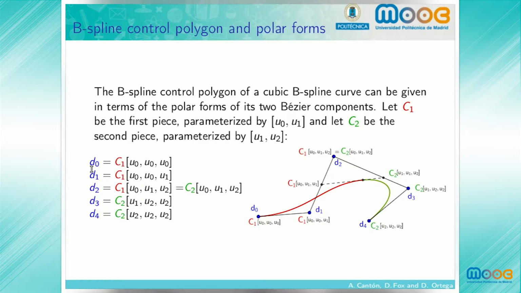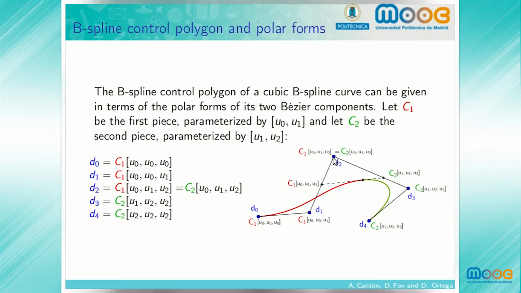So the first control vertex of the B-spline control polygon is the polar form of the first Bezier piece evaluated at U0 3 times, this vertex here. The second control vertex is the polar form of the first Bezier piece when evaluated at U0 twice and U1 once, this vertex here. The third control vertex is the polar form of the first Bezier piece when evaluated at U0, U1, U2, this vertex here.